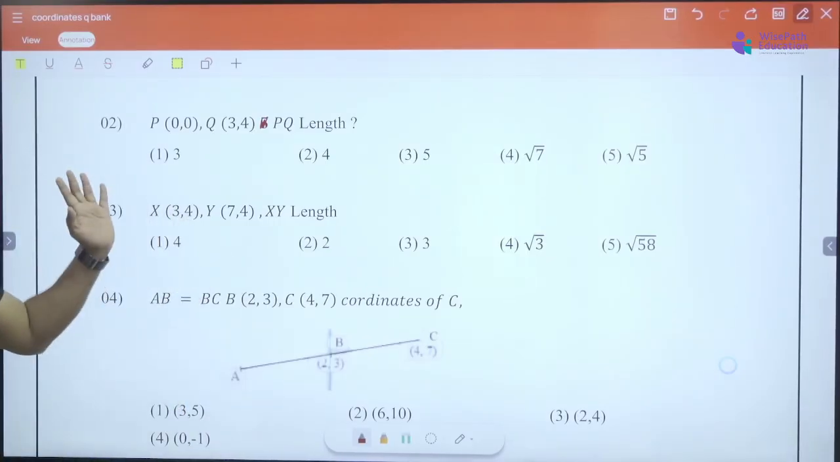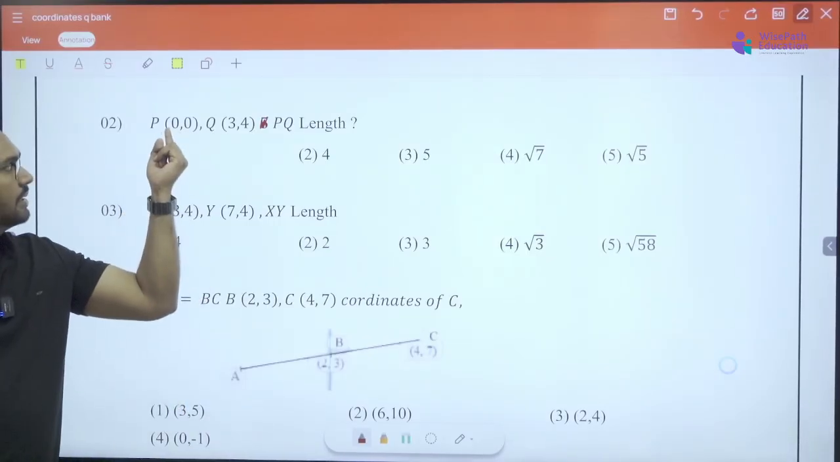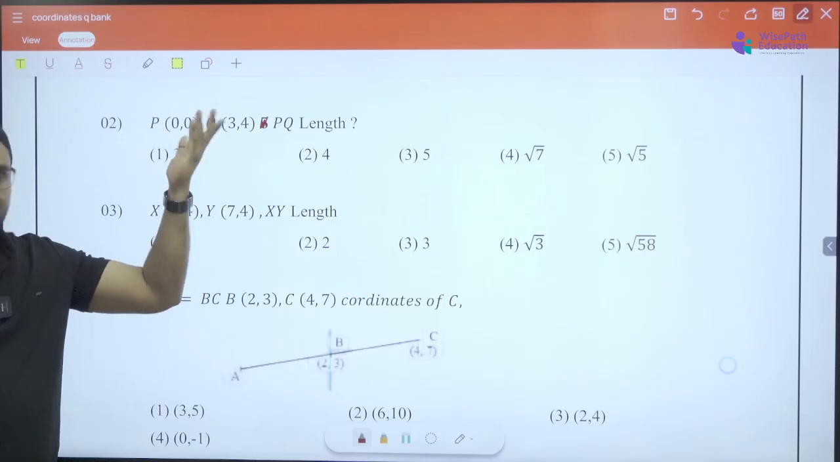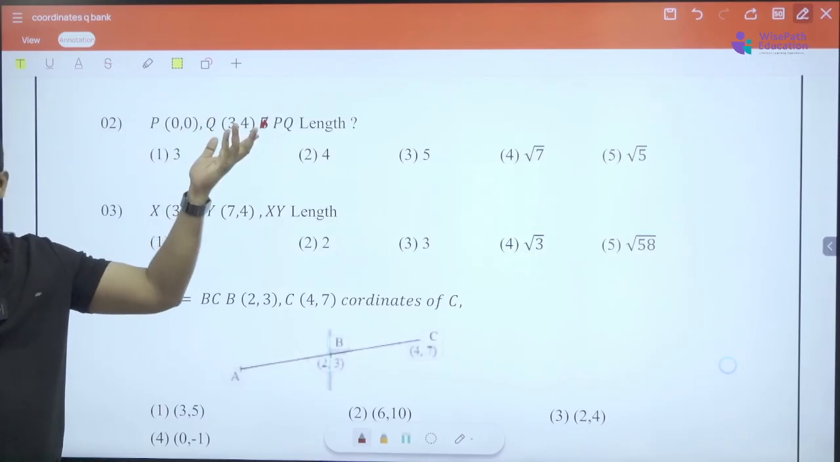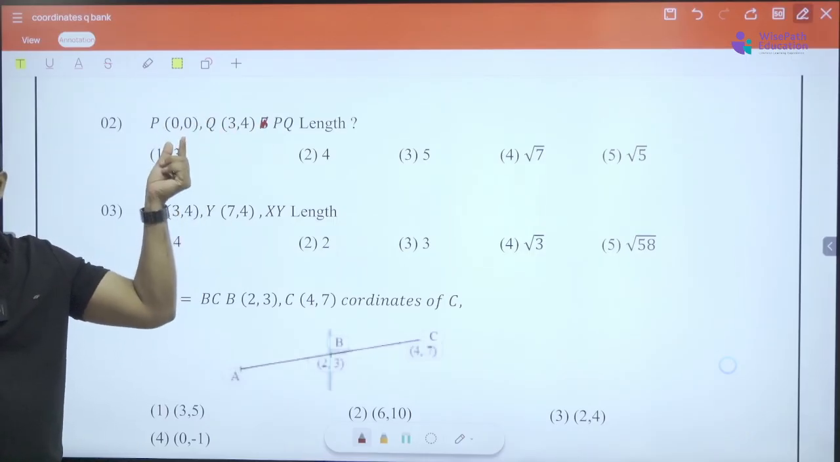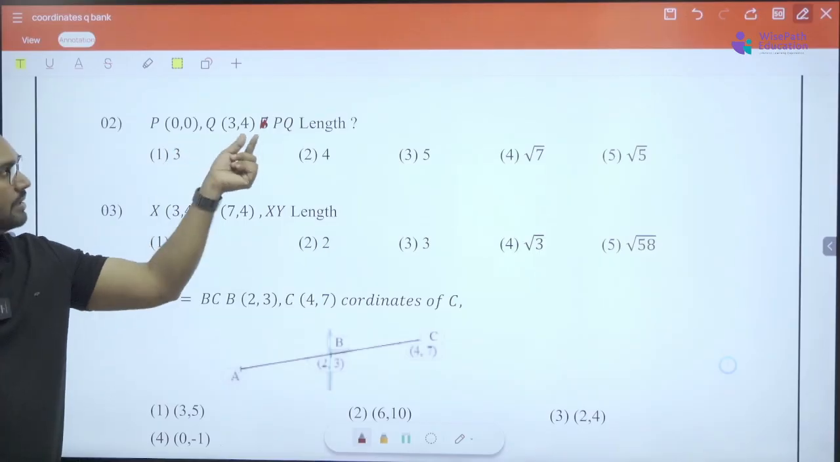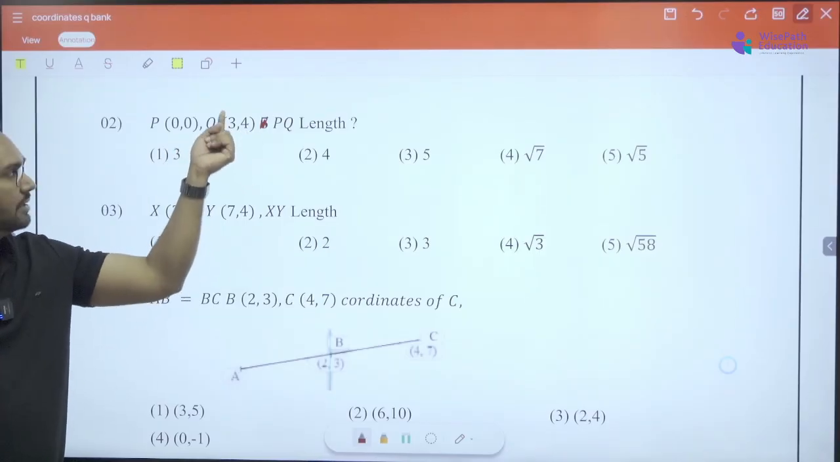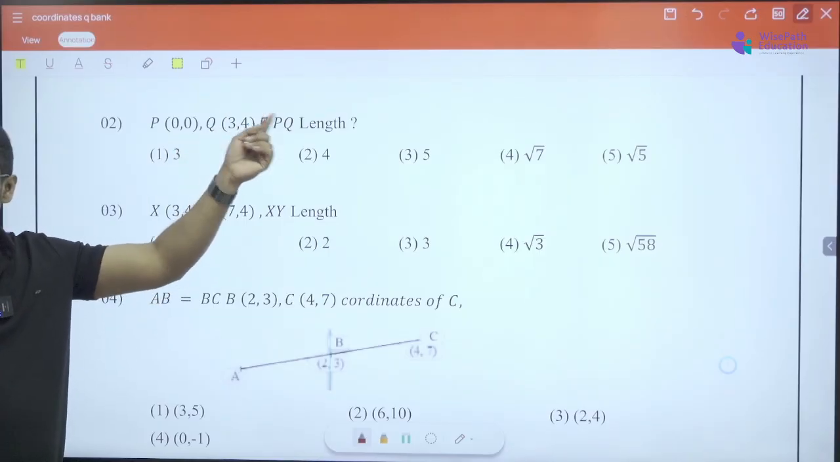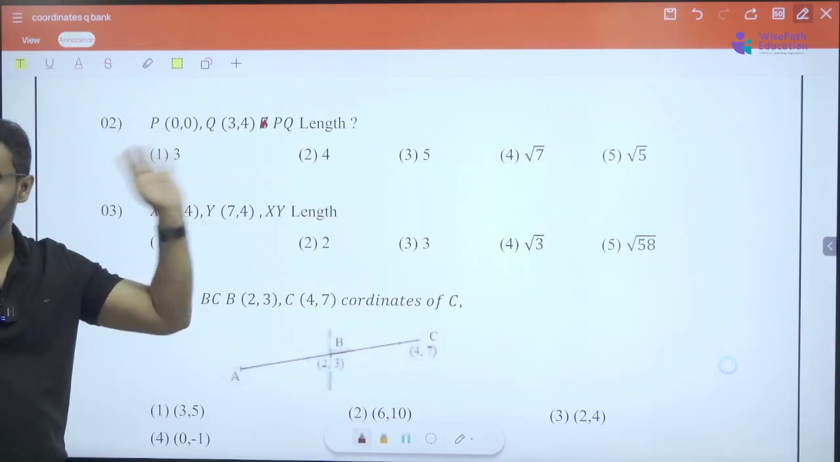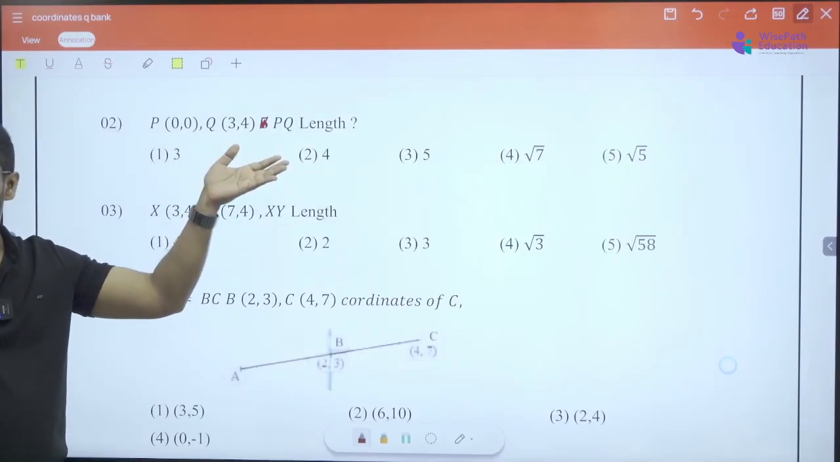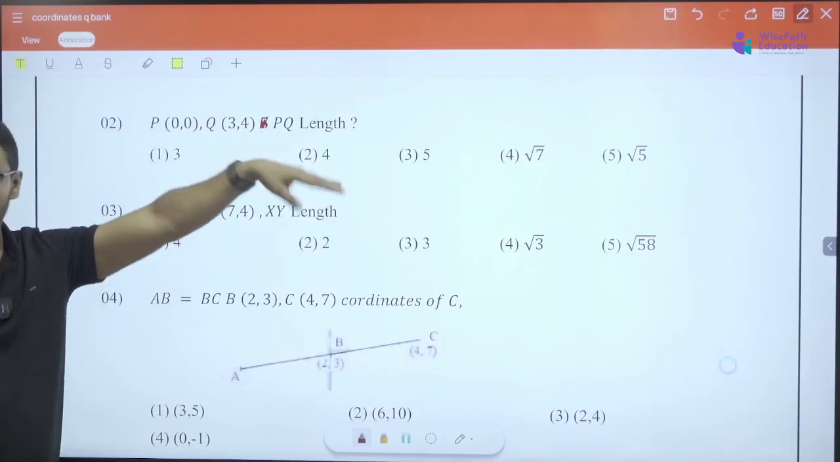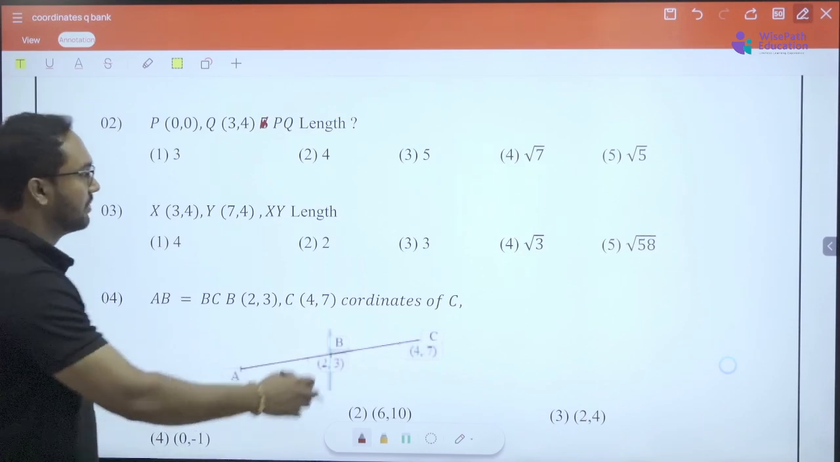When a question like this is given, you have to know how, because 3 minus 0 is 3, 4 minus 0 is 4. So you don't have to worry about the origin coordinates. You only have to take these two coordinates, the 3 squared plus 4 squared, and the complete square root will be the answer. So that is simply putting in Pythagoras. So 3, 4, the answer should be 5 here. You don't even have to simplify.